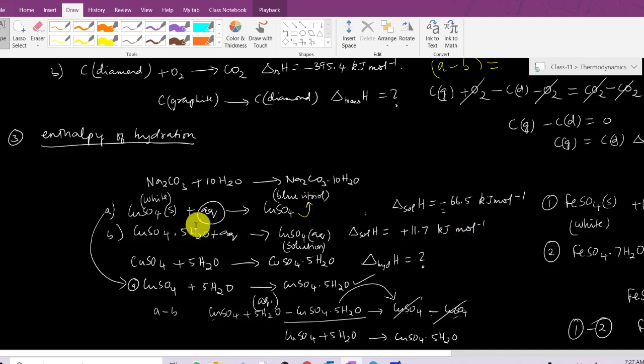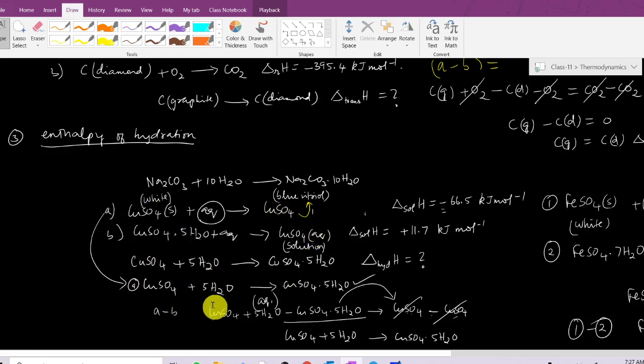Now using these two values, how do you calculate this equation, that is copper sulfate plus 5H2O giving CuSO4·5H2O? This is what we want. This is what is called the enthalpy of hydration. So to calculate the enthalpy change associated with this reaction, we use these two equations. How do you do that?